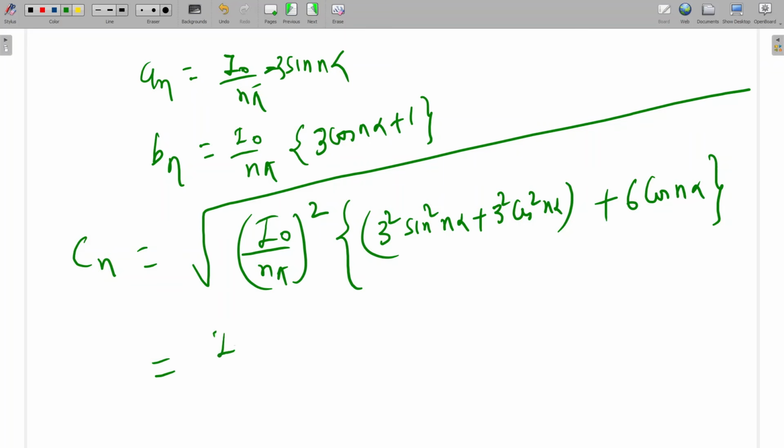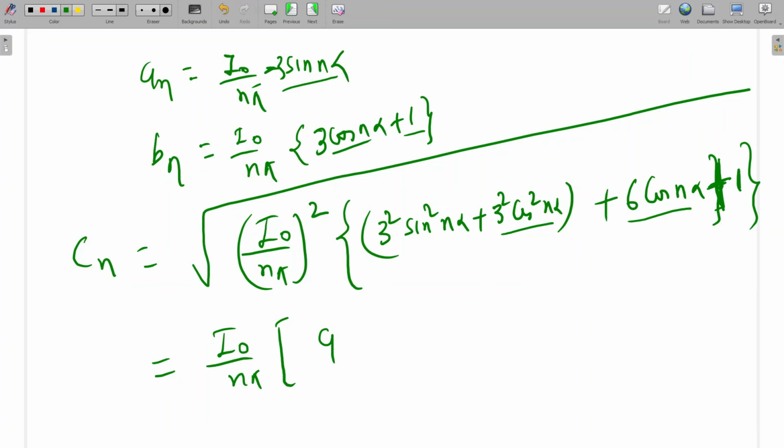So I naught by n pi we can take outside. This will be 3 into 3 square, which is 9. I think we are missing a 1. Here 1 will be there, since a square plus b square will be 1 only here. So plus 1 will be there also. Now it is clear. So this will be a plus b whole square. A square will be 3 square cos square n alpha, b square will be 1 square, 1, and 2ab means 2 into 3 into cos n alpha, so 6 cos n alpha.